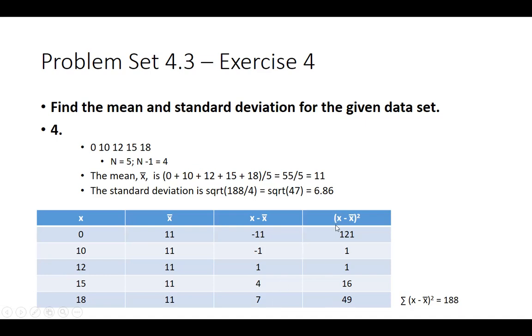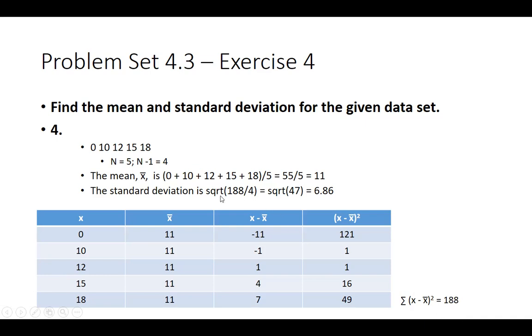Then we need a column for the squares. So we square the X minus X bar column. Negative 11 squared is 121. Negative 1 squared is 1. 1 squared is 1. 4 squared is 16. 7 squared is 49. Then we need the sum of the squares. If we add up 121 plus 1 plus 1 plus 16 plus 49, we get 188.